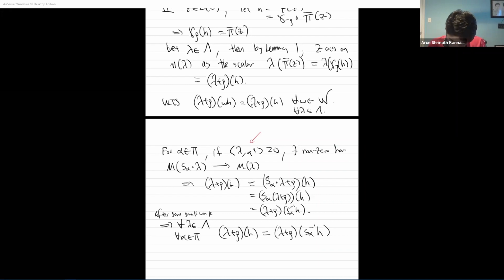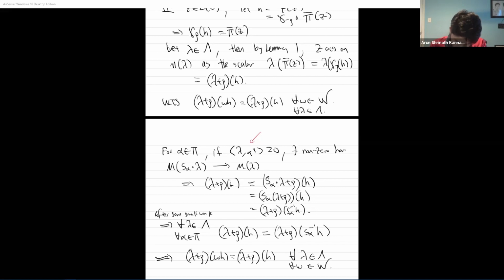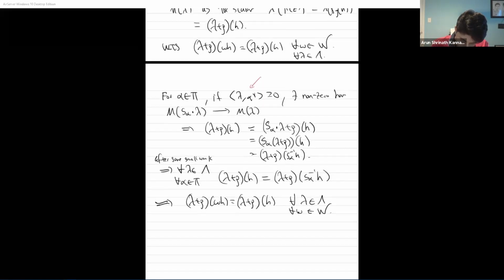So the point is that since the S alphas generate your Weyl group, this shows the statement that we wanted to show. So we get that lambda plus rho of WH is equal to lambda plus rho of H for all lambda here and for all W in the Weyl group. And then because a rho shift fixes the weight lattice, you can just write this as mu of WH is equal to mu of H for all mu.